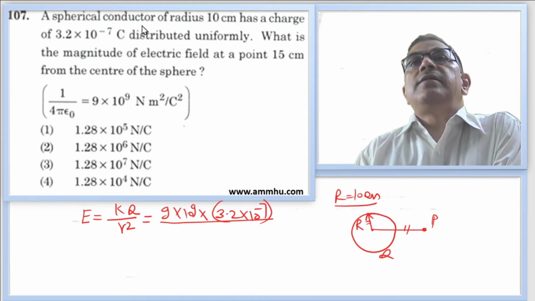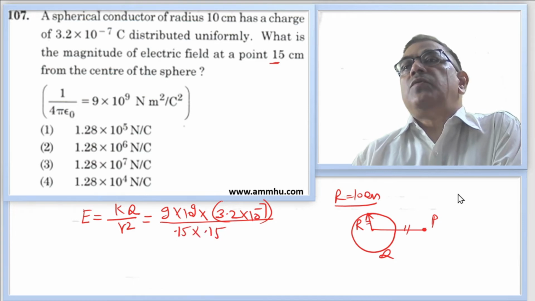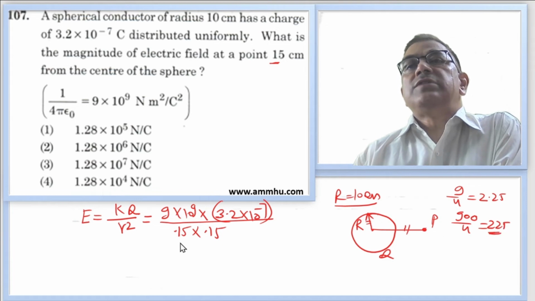The spherical conductor and the distance is 15 centimeter. I need to write in meters. Is that right? So this is 0.15 multiplied by 0.15. I wanted to remind you that 9 by 4 is equal to 2.25, and 900 by 4 is equal to 225. So this could be used. Is that right? If you see carefully.